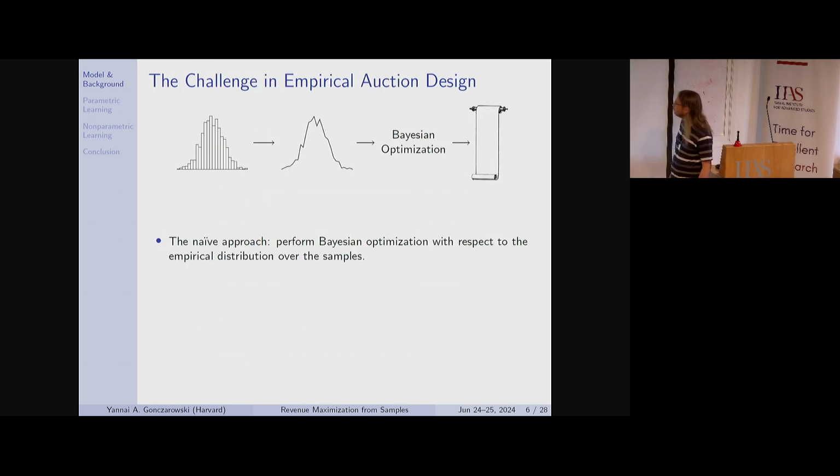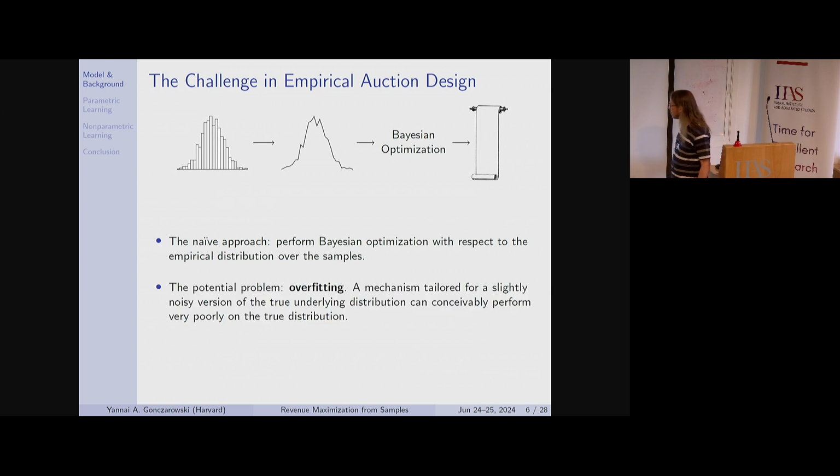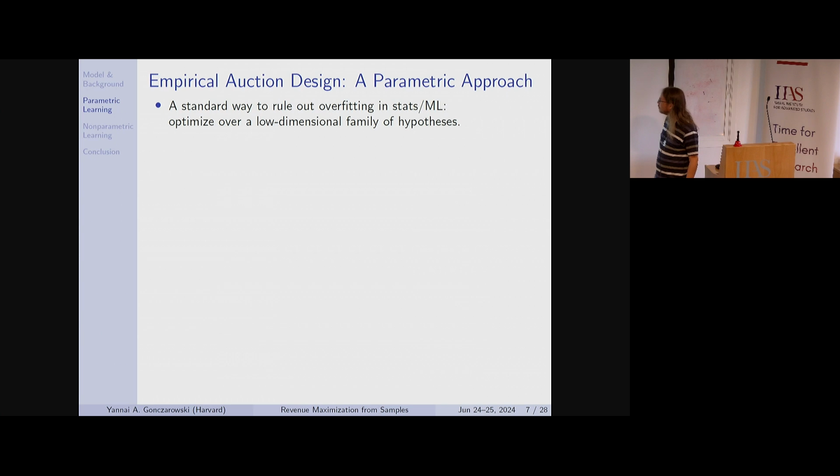As we said, the naive approach might be to perform Bayesian optimization with respect to this empirical distribution, the uniform distribution over the multi-set of samples that we've seen so far, and hope that this turns out well. The potential problem is overfitting. If you have many, many degrees of freedom in choosing the auction, you might overfit to specific nuances in the empirical distribution that do not exist in the true distribution.